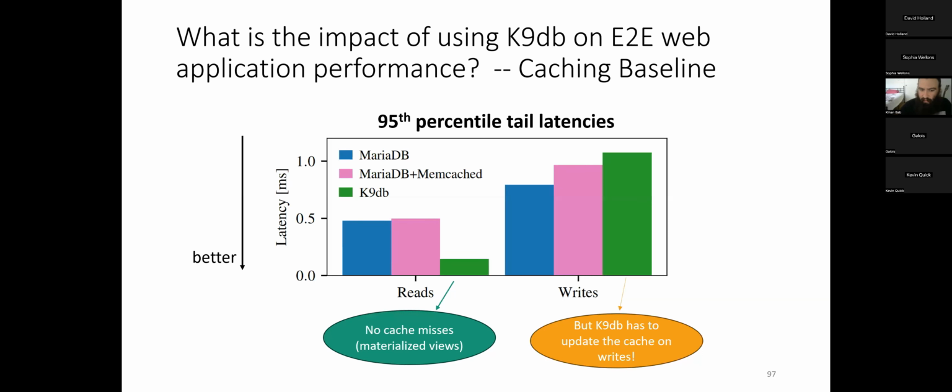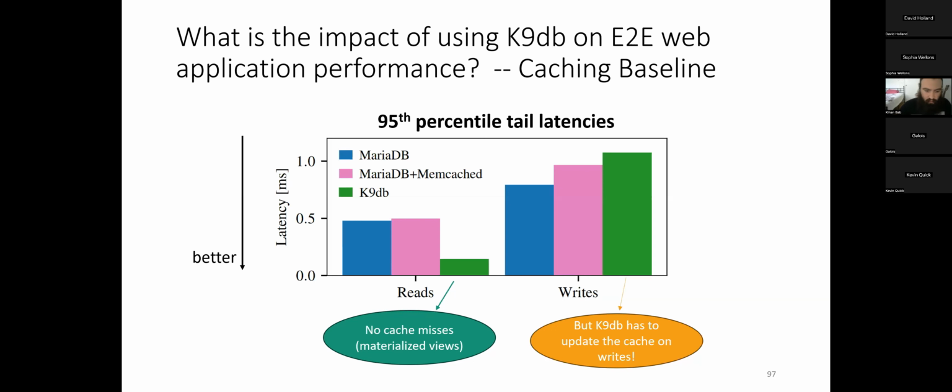But in the case of K9db, we have no cache misses, because K9db is based on materialized views. The caching in K9db is based on materialized views, and the cache is always up to date, because K9db performs additional processing on the write to update the cache and make sure everything is always up to date.